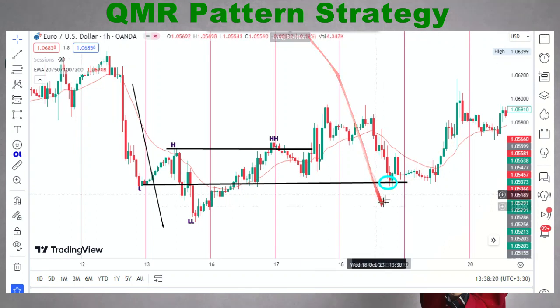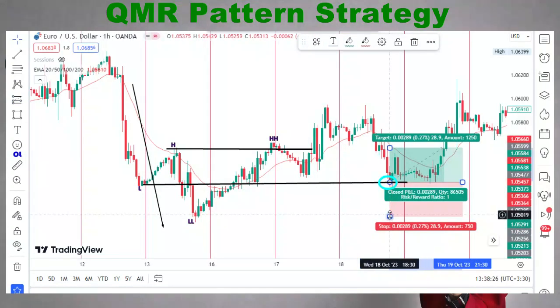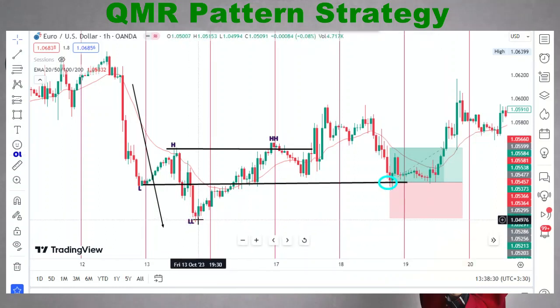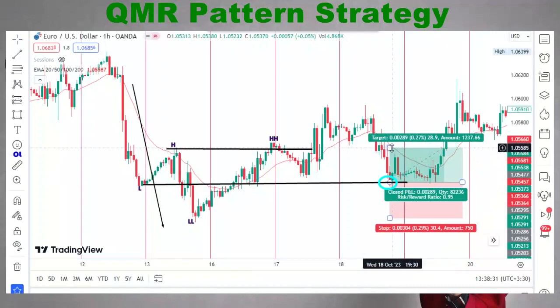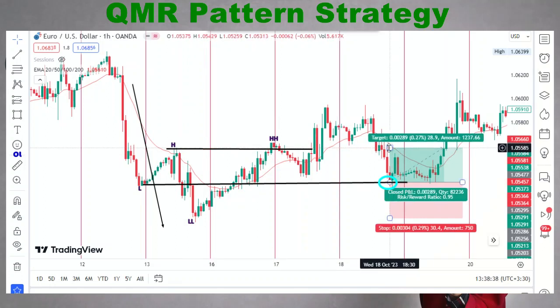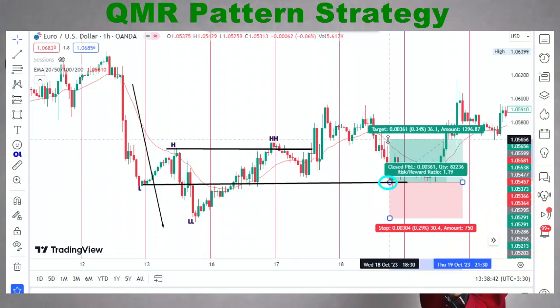This point is the buy point. Our stop loss is the LL level and take profit point is high, and take profit 2 is the higher high point. Our risk reward ratio is 1.19, and this is a normal trade.